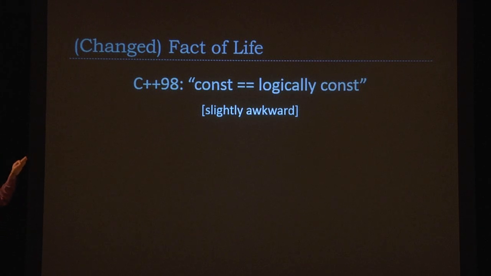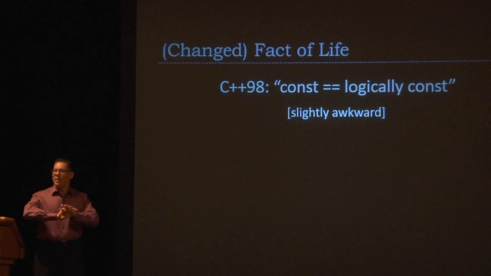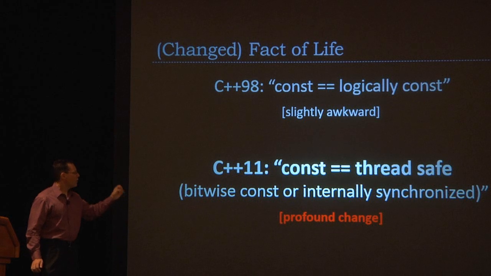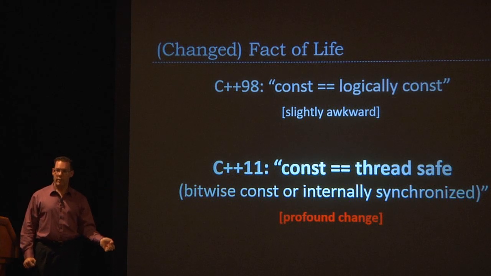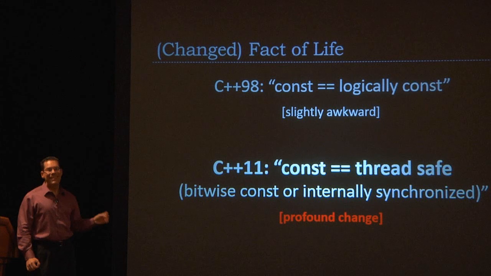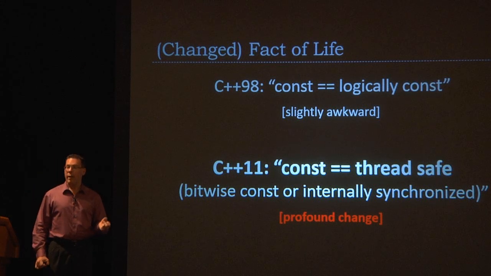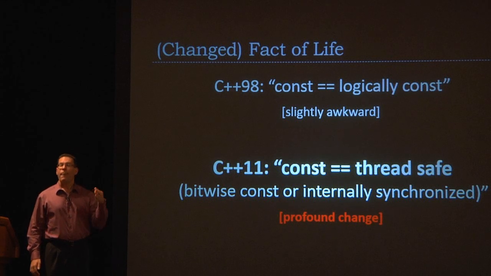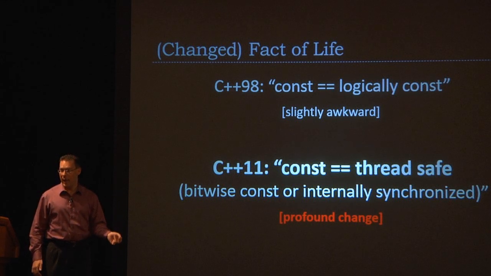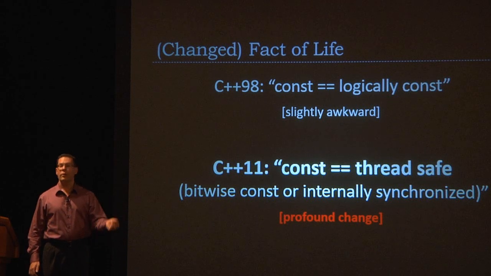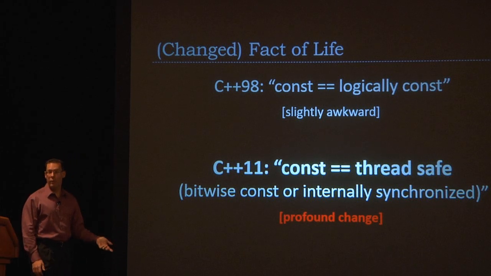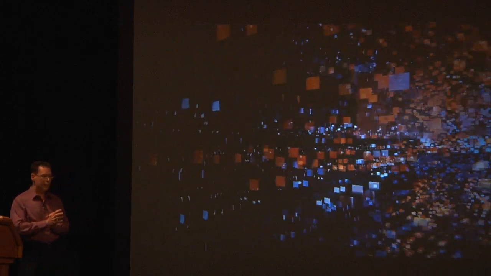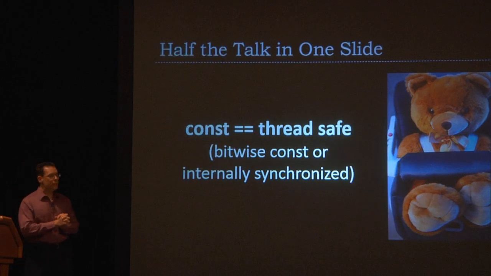We used to say const means logically constant. It's kind of awkward, but we got over it, and that's what we taught people. The new reality is const means thread safe, either bitwise const or internally synchronized. This is a profound change. For many types, it'll be a very small change because you already probably coded that way most of the time. This is now fundamental to stay out of undefined behavior land in a newly concurrent and parallel world and a newly concurrent standard library. So half the talk in one slide is const means thread safe.